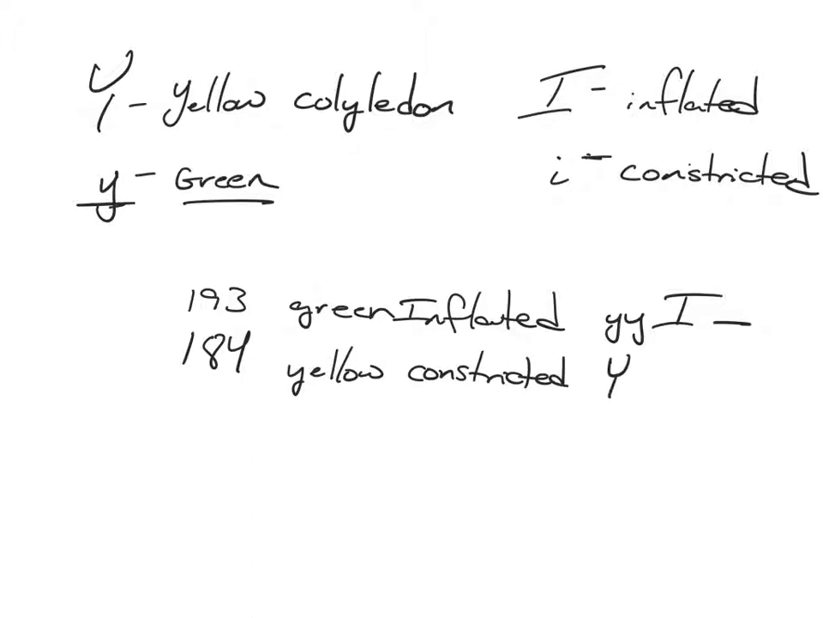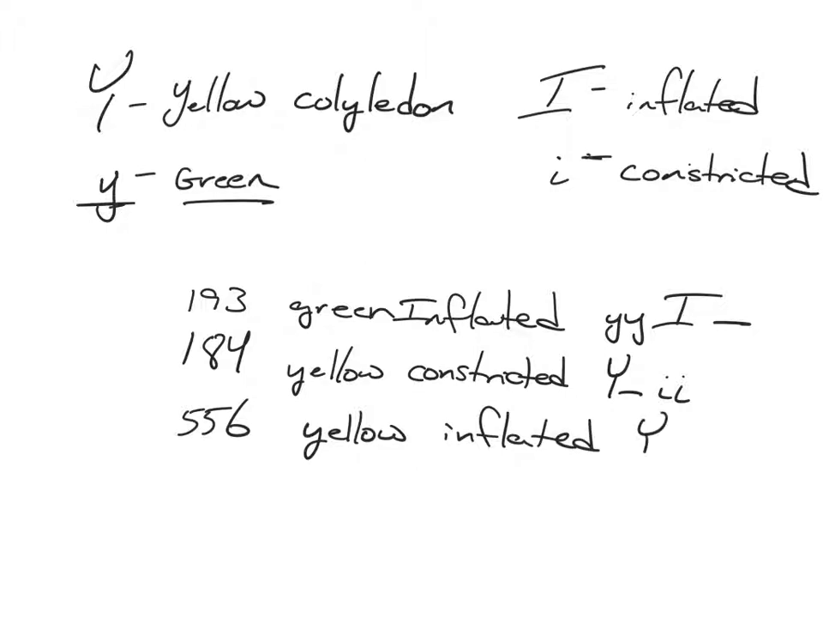So that means big Y, little I, right? And 556, yellow, inflated. So that means big Y blank, I blank, right? And 61, green, constricted.